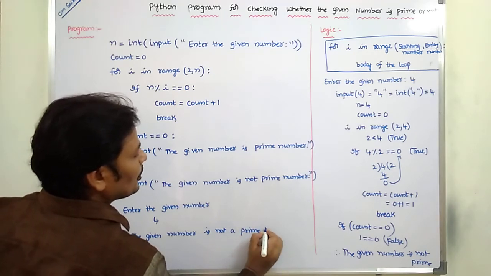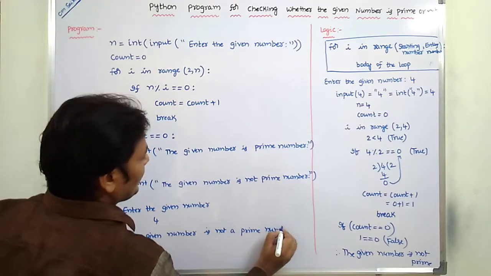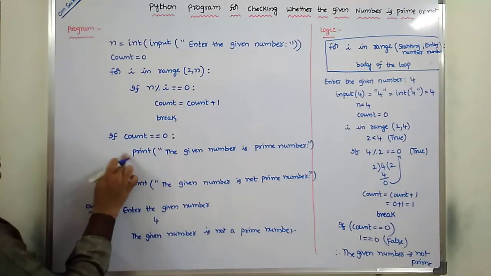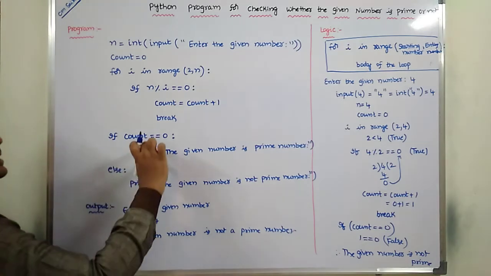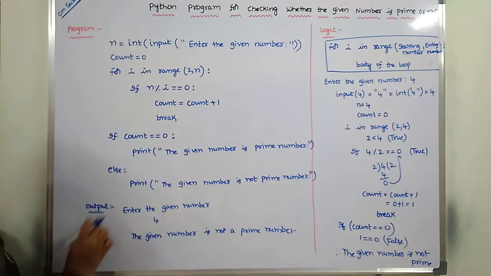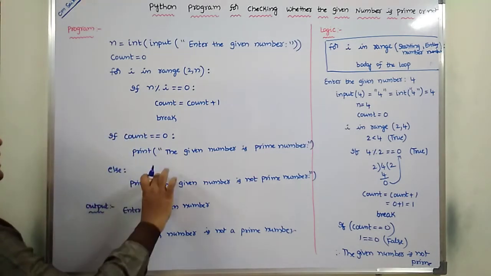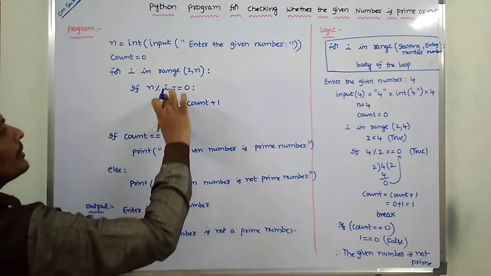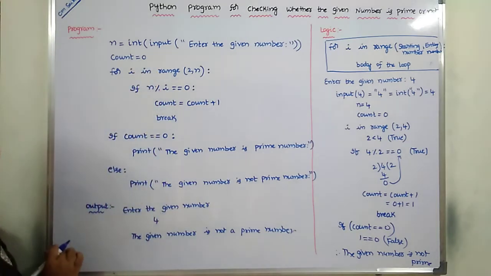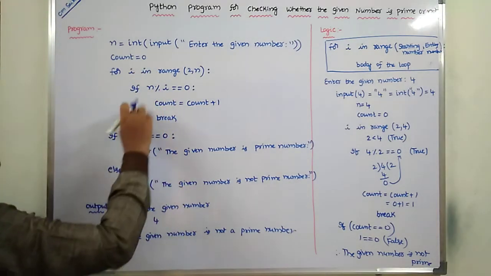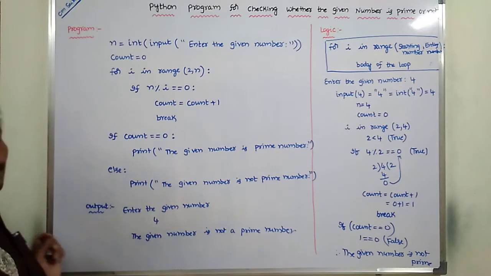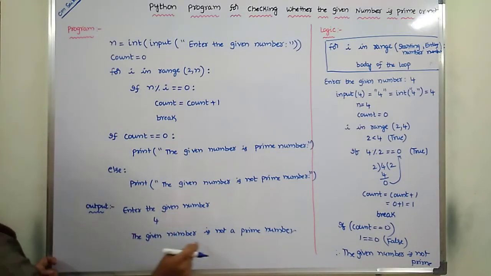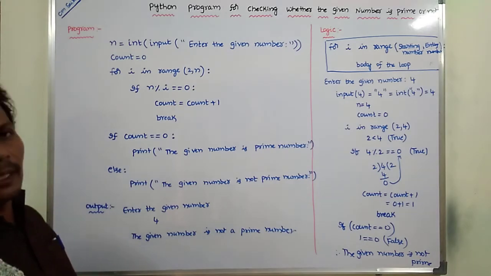In a Python program, indent is compulsory. Indent is nothing but the space. Because of this indent, this statement belongs to the if block. Because of this indent, this statement belongs to the else block. Because of this indent, these two statements belong to the if block. Because of this indent, these three statements belong to the for loop. So enter the given number 4. The given number is not a prime number.